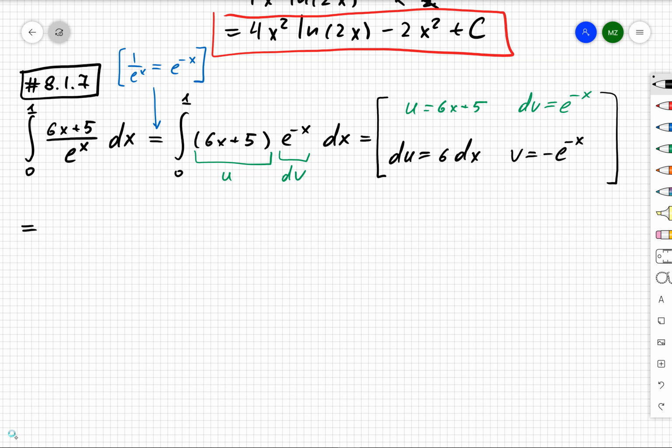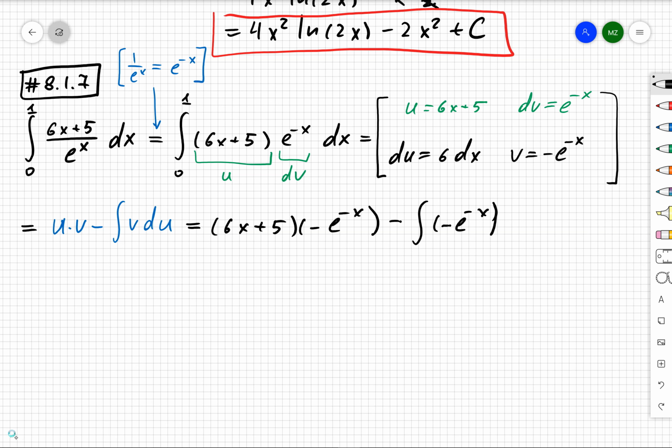And then I'm going to find that my du is going to be 6 times dx, as the derivative of u is equal to 6. And the v is going to be equal to negative e to the power of negative x by chain rule. And again, applying the integration by parts formula, I'm going to get the following expression. And you can see that minus sign in front of my integral is going to cancel out.